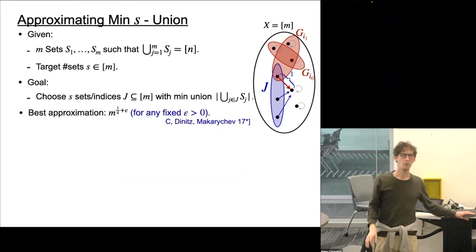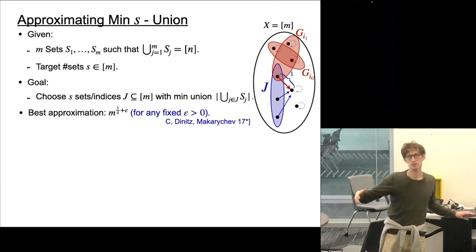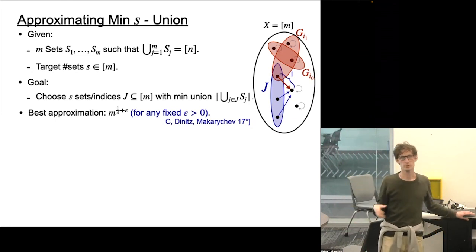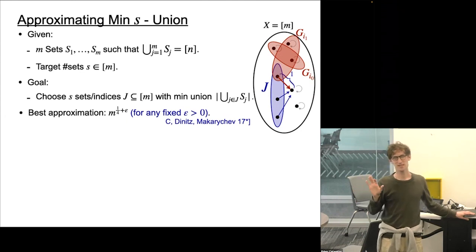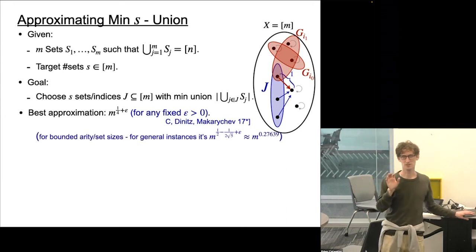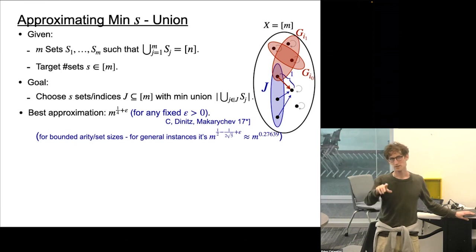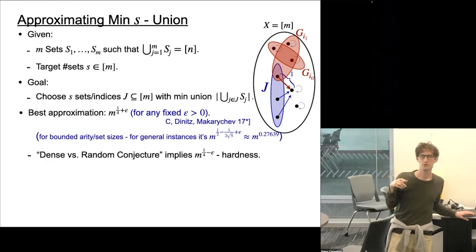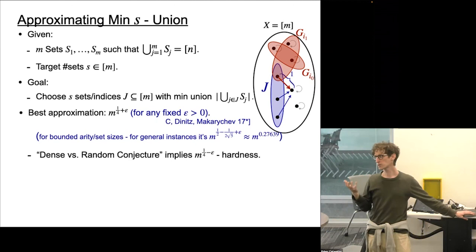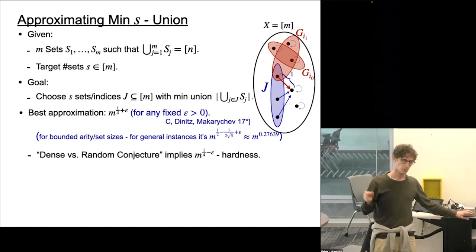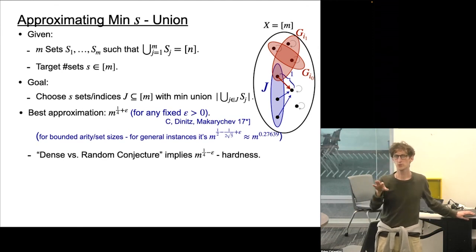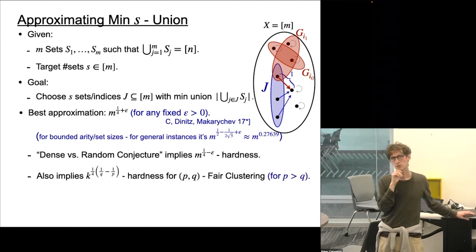Okay. So I'm bringing this up first of all because we do know quite a bit about this. There's an m to the 1/4 approximation. It actually only works when the set sizes are somewhat bounded, but it's still a pretty good approximation for general set sizes. And we also have this conjecture, which is backed up by all kinds of integrality gaps and other things, that you can't really do much better than this m to the 1/4.